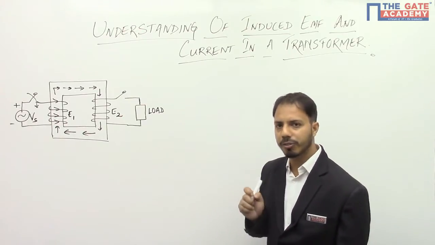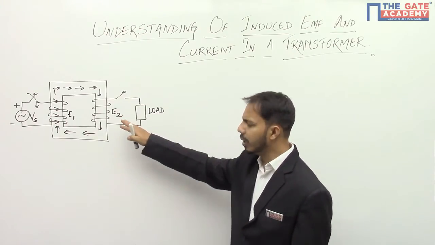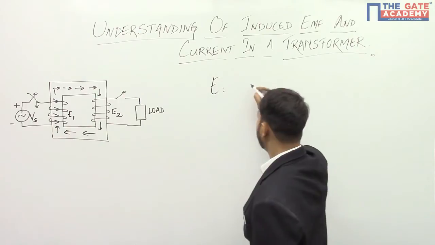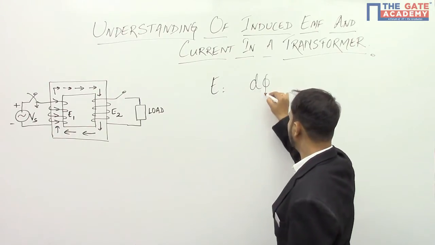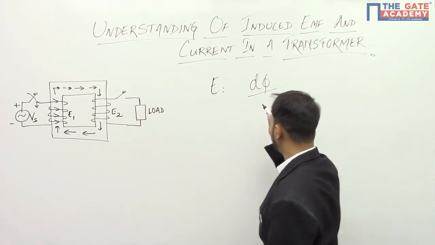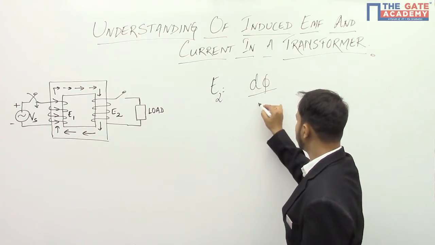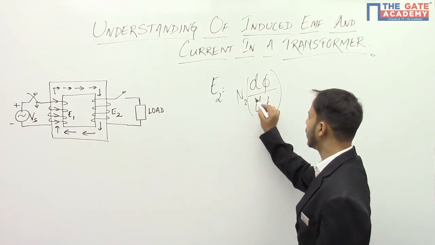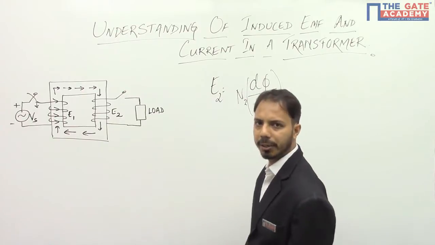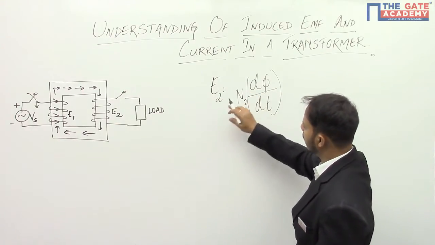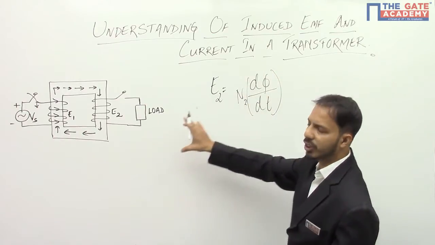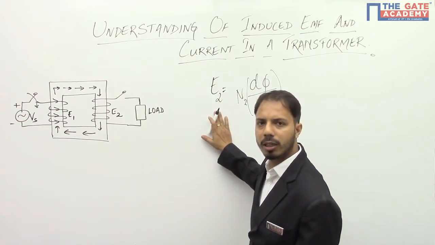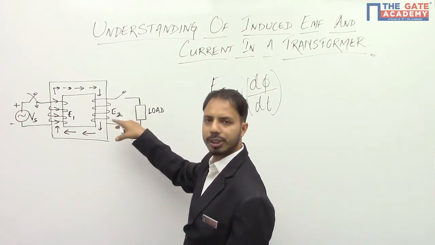Now, what I mean by direction of induced EMF is, we know that this induced EMF can be expressed by Faraday's and Lenz's law, that is, E is equal to the rate of change of flux linking this particular coil. If this is E2, then it will be d phi by dt multiplied by the number of turns N2, say N2 is the number of turns of this coil of the secondary. Now, this is the magnitude of this induced EMF. This is an AC component, right? That means every half cycle, the direction is going to change.